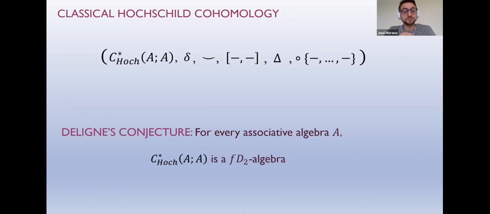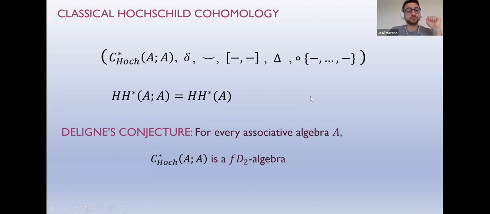Now, one way of stating how rich this object is, is to recall that it was proven that whenever you have an associative algebra A or some more general objects, then the Hochschild complex is an algebra over the framed little 2-disks operad. That kind of gives you how the operations are obtained here. Now, when you take the cohomology of this thing, this is called the Hochschild cohomology.